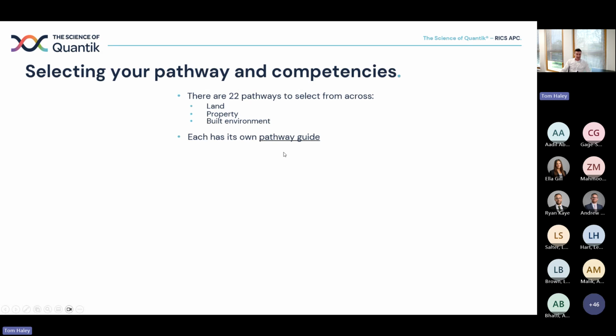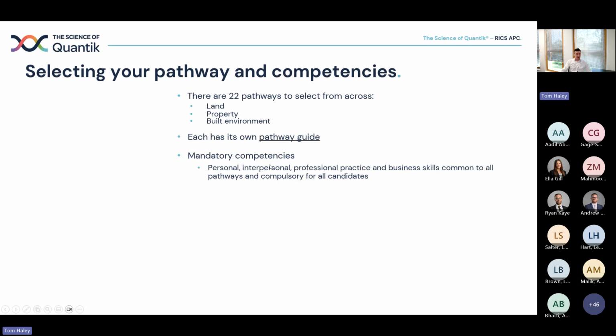Each of those pathways has its own pathway guide. And within those pathway guides, there are mandatory competencies. So across all of the 22 pathways, every surveyor has to demonstrate their competence at the right level for the mandatories, regardless of whether you're a building surveyor, quantity surveyor, or land surveyor.